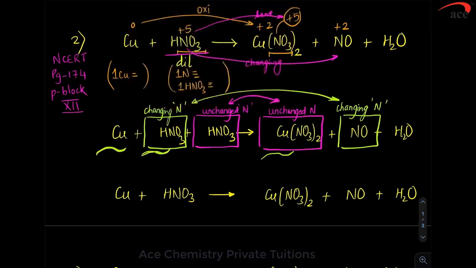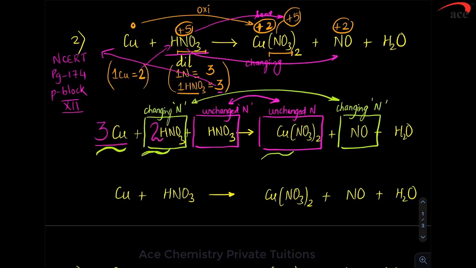So we go back. Our traditional method. Copper is going from 0 to +2. That means copper is changing by 2. And nitrogen is going from +5 to +2, changing by 3 for 1 nitrogen. But we are looking at nitric acid. So 3. What we do next? We cross multiply this number here, this number here. But this cross multiplication should be done only with changing. So number with copper will be 3 and number with changing nitric acid should be 2.